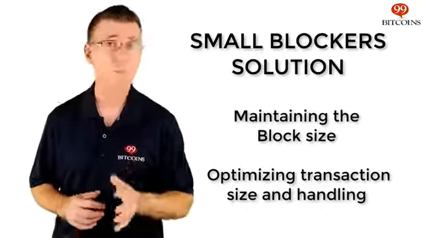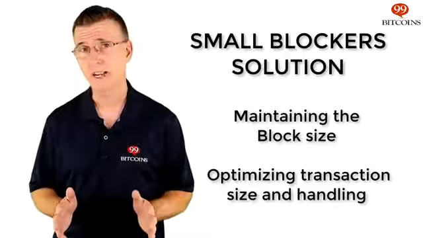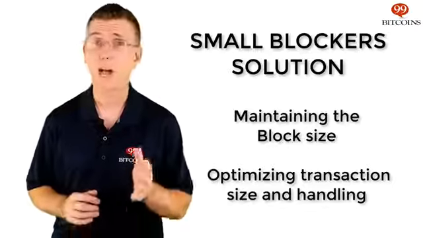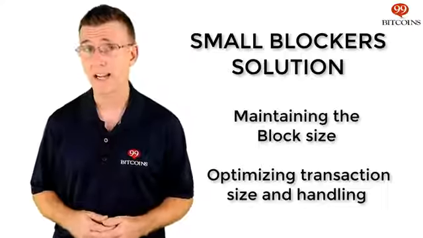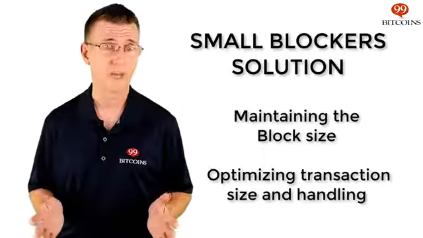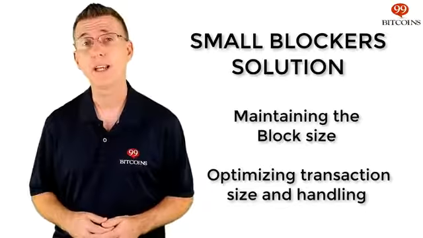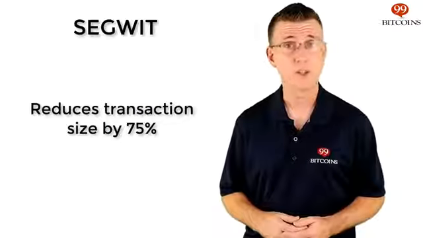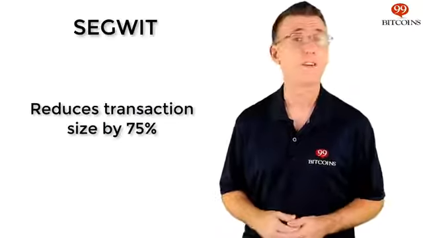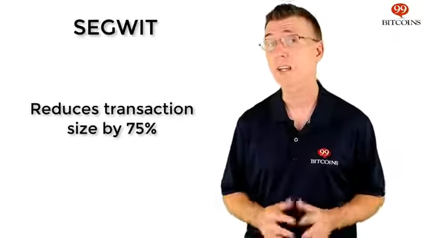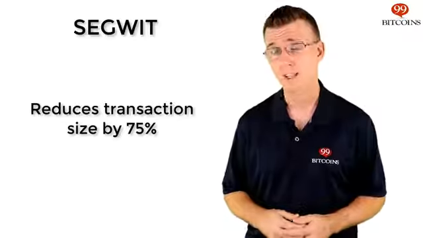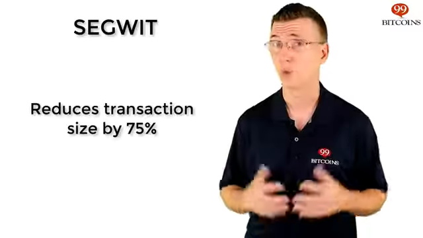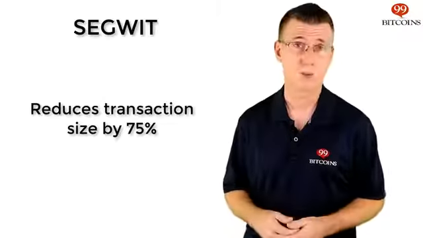Opposing them was the small blocks camp. The supporters of this camp rooted for keeping the current 1 megabyte block size while finding solutions for optimizing transaction size and handling in order to enable scaling. One such solution was segregated witness, or SegWit for short. SegWit is an upgrade to the Bitcoin protocol which, among other things, effectively reduces the transaction size by 75%. This means that a 1 megabyte SegWit block can hold the same amount of transactions as what would be a 4 megabyte non-SegWit block.